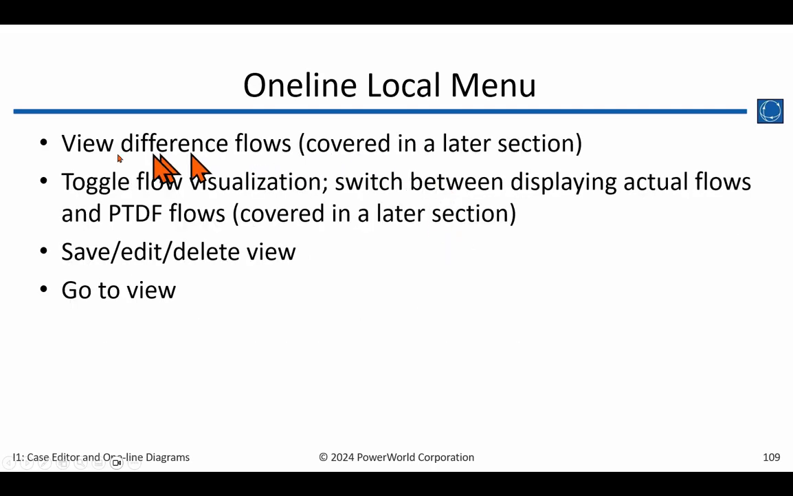So difference flows, that's talked about in a later section. Flow visualization, so that has to do with the arrows. They can show actual flow or power transfer distribution factors. That's covered in a different section in greater detail. And a lot of the same things you can also get from different places on the ribbons, so either the draw ribbon or the one line ribbon.